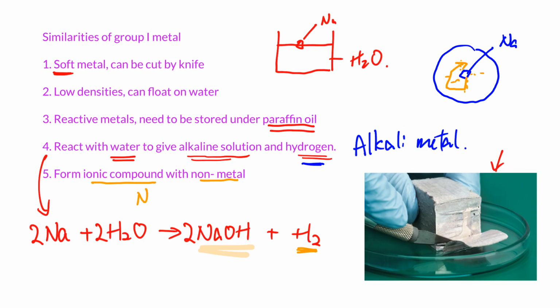Say for example, the most common one is sodium reacting with non-metal chlorine, they will give sodium chloride. So this is an ionic compound. We also call this salt, but this is not the only one.